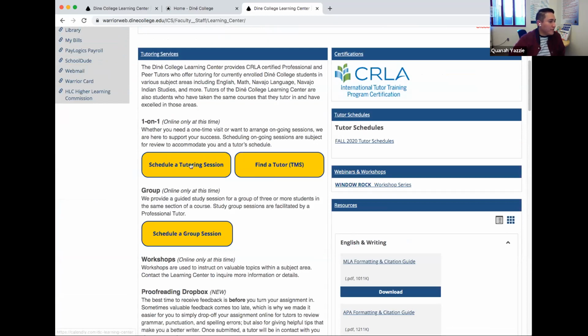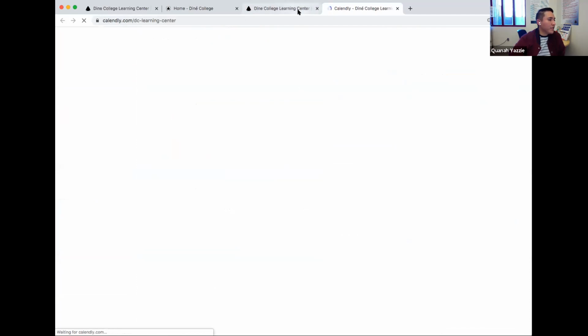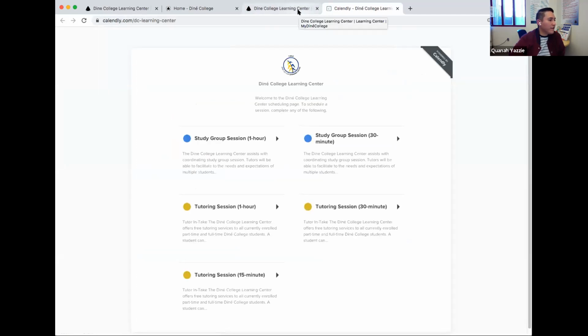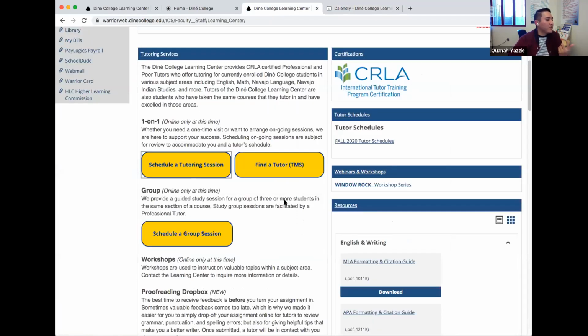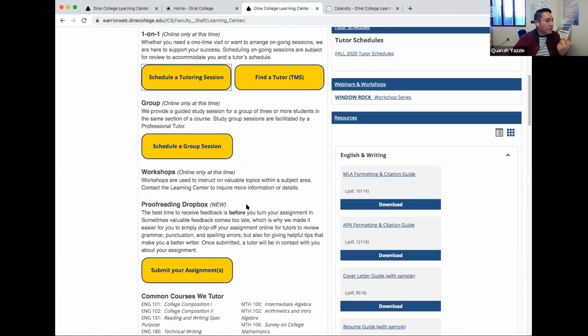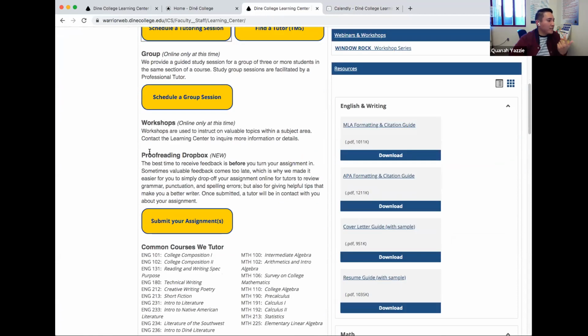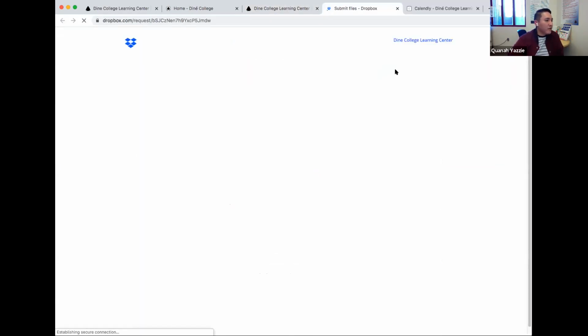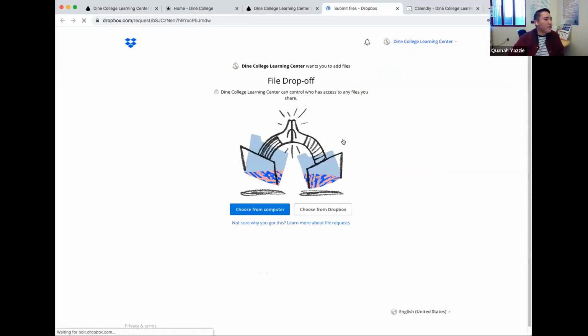Schedule your appointments here. This will direct you to a new scheduling software. Here you can schedule a tutor session. You can pick the tutor that you want as well. But here's where some questions are being asked, within this proofreading Dropbox. Here you can just submit your assignments online. It'll open our Dropbox, and you can submit any type of assignment, an essay or research, or if you want proofreading on any writing assignments, you can just drop it here.